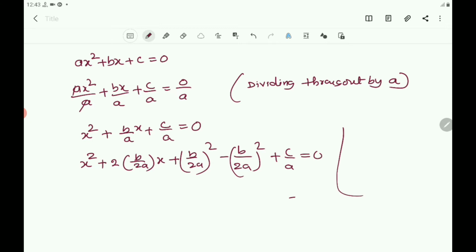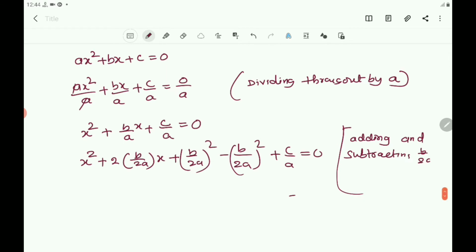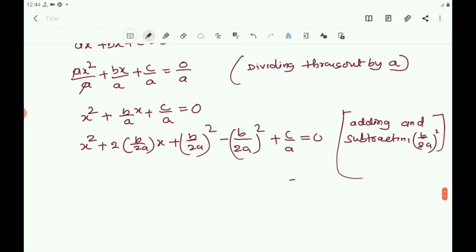Here what have you done? Adding and subtracting b by 2a whole square. Here we have to add and we have to subtract, so nothing is added or subtracted overall. You will get 0 added, because b by 2a whole square is added and subtracted.